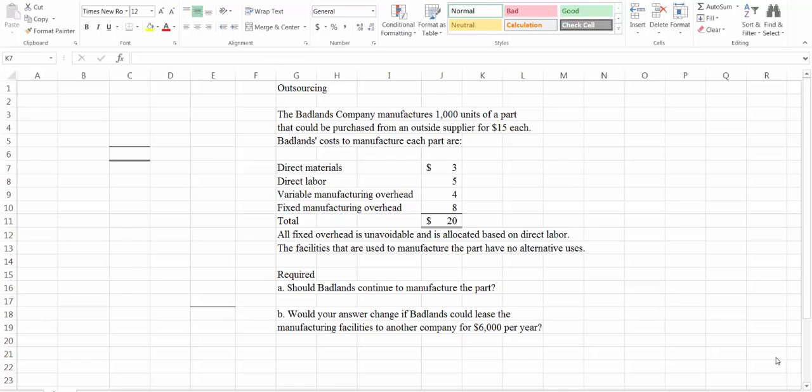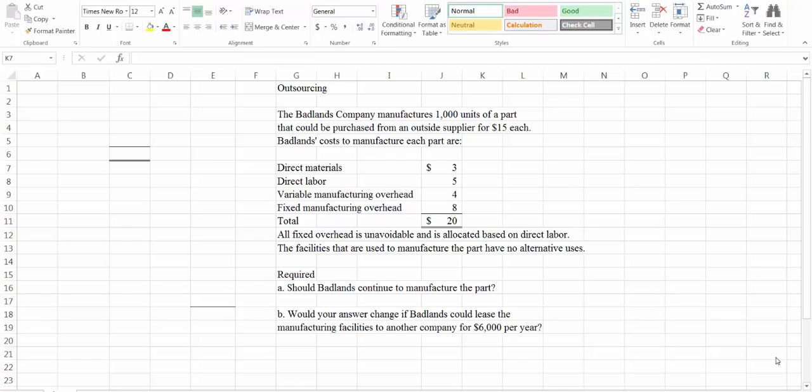Here's our information, which is on your handout. The Badlands company manufactures 1,000 units of a part that could be purchased from an outside supplier for $15 each. Badlands costs to manufacture each part are shown there. All fixed overhead is unavoidable and allocated based on direct labor. The facilities that are used to manufacture the parts have no alternative uses.